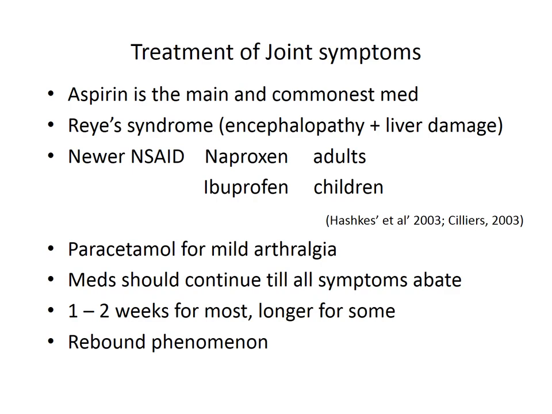For the treatment of joint symptoms, aspirin is the main and commonest medicine given. Some people, for young children, are afraid of Reye's syndrome, which is a type of encephalopathy plus liver damage and can be fatal, and so newer non-steroidal anti-inflammatory drugs have been shown to be just as effective: ibuprofen in children and naproxen in adults. Paracetamol can be used for mild arthralgia.